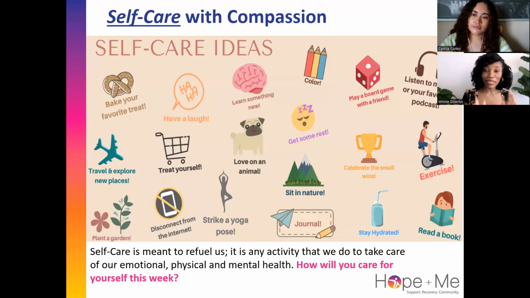I know that especially in the month of June, the weather can be a little bit tricky, but on nice sunny days, going out into nature and sitting in nature is a great way of showing yourself self-compassion.